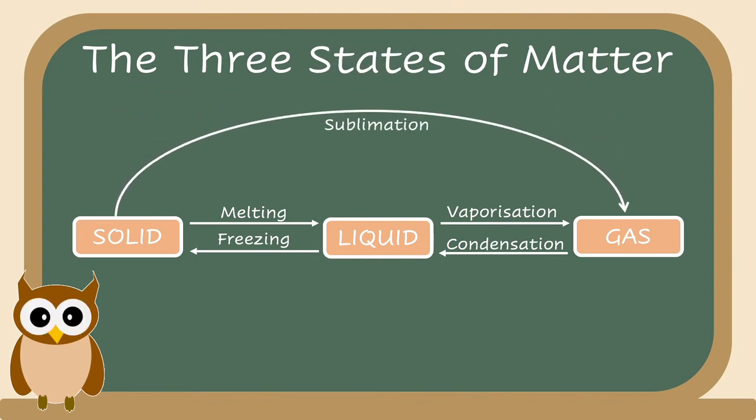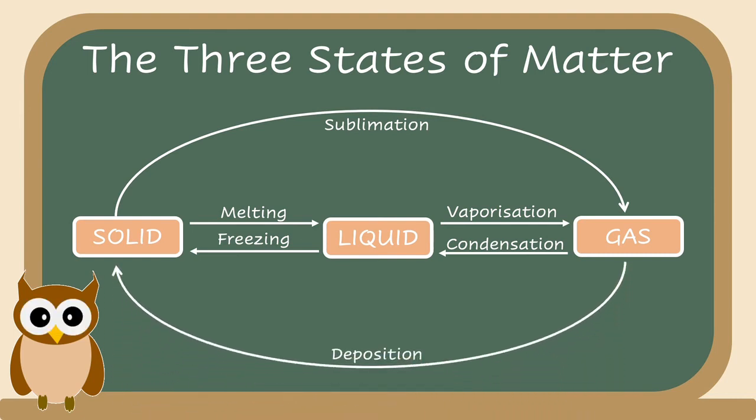There are two more processes which you may or may not have heard of. The first is when a solid is converted directly to a gas. This process is known as sublimation. And the opposite process of turning from a gas to a solid is known as deposition.